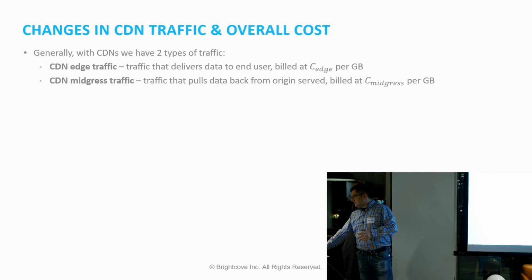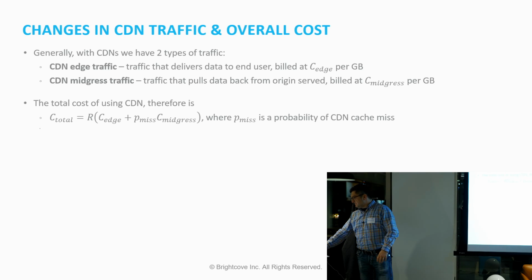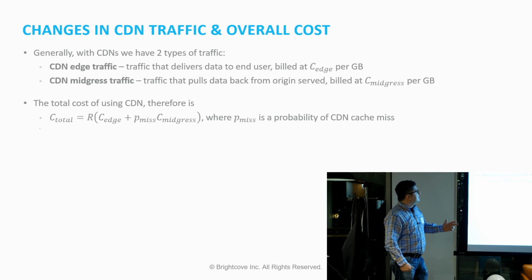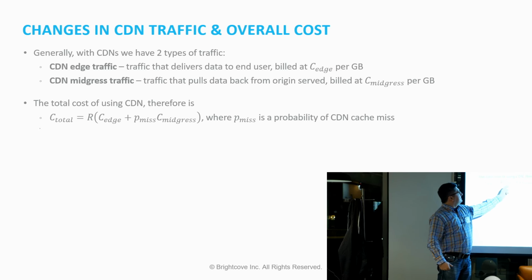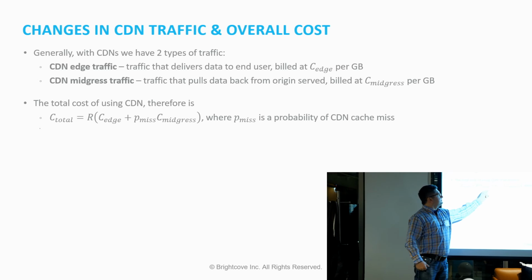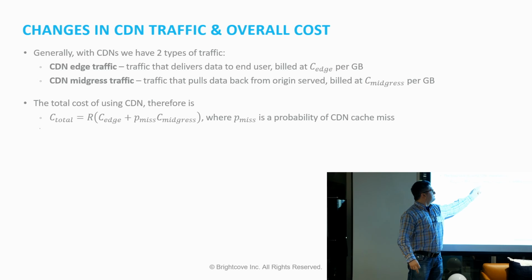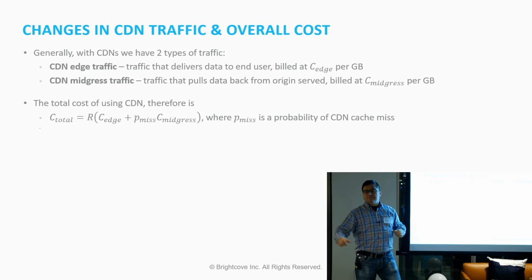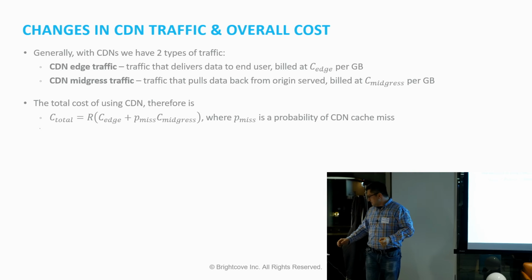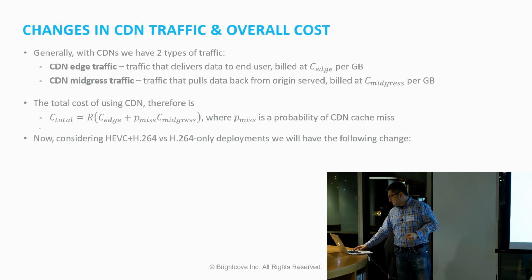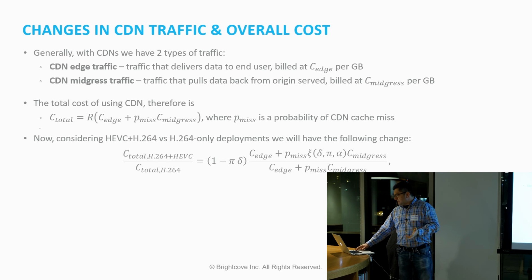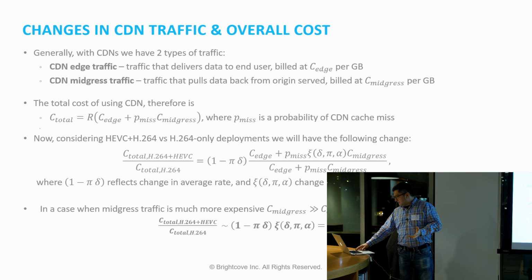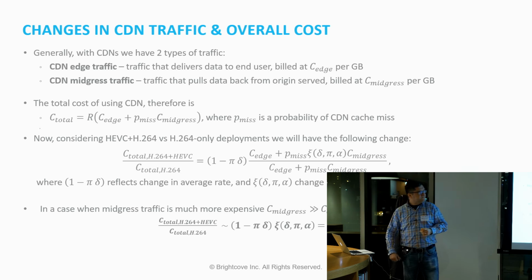So let's take a look at overall traffic cost. The overall traffic cost is going to be the cost we're paying at the edge for traffic going from the edge, plus the cost we're paying for midgress. It becomes a blend of those two. And plugging in the formulas that we've seen before, we can show this.